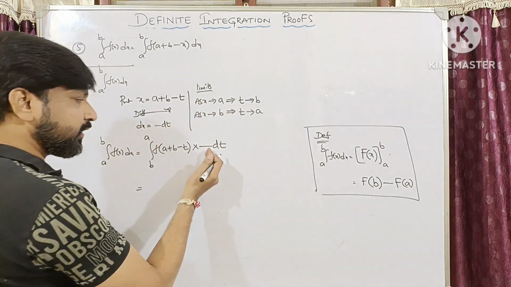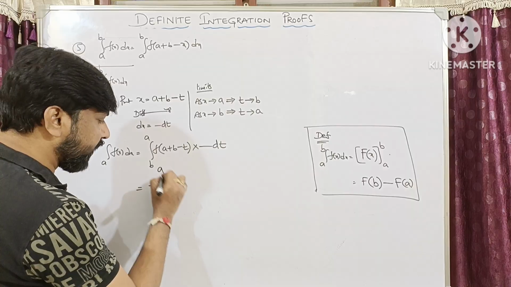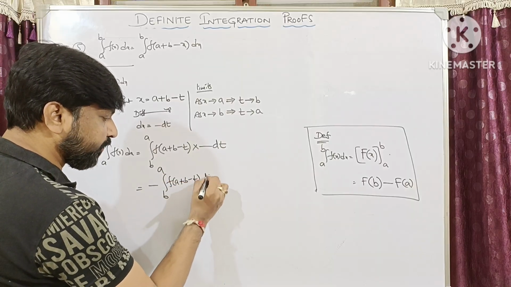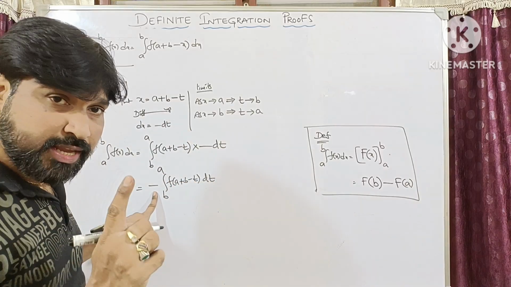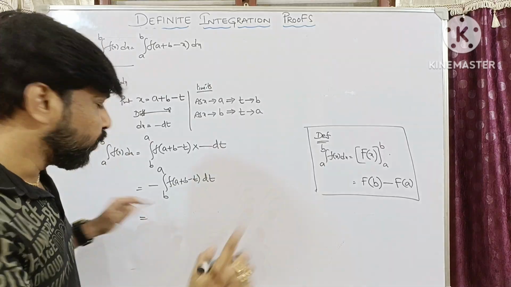Now what to do? This minus sign, keep it outside. It will be integral b to a, f of a plus b minus t dt. Can you guess the next step? To avoid this minus sign, which property are you going to use? Property number 2. So what are you going to apply?